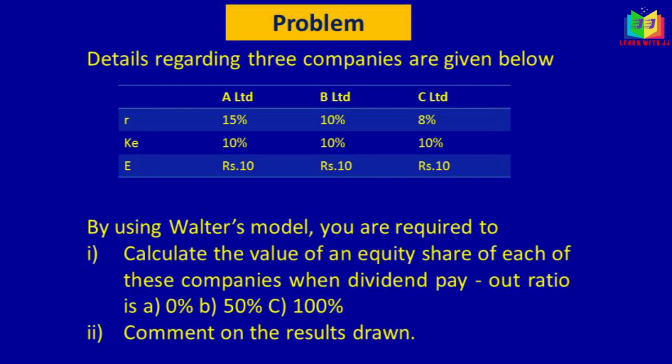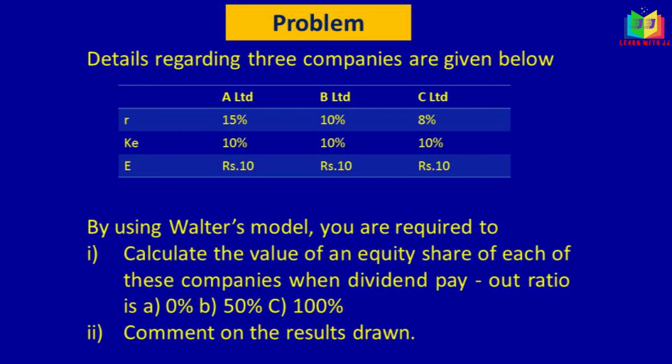R for A is 15%, for B is 10% and for C is 8%. And Ke is 10% for A, B and C. And E is 10 rupees for A, B and C respectively.